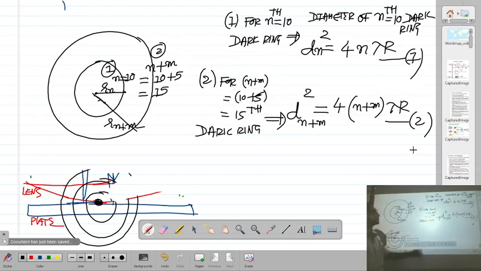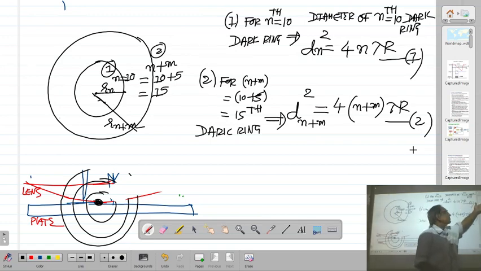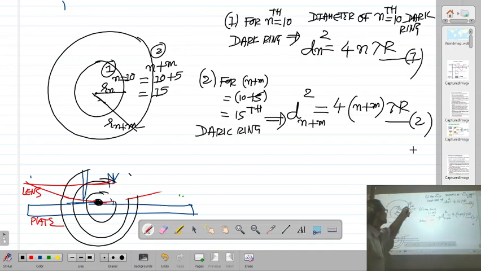So I have written the diameter of two dark rings. First, let us consider the dark ring of the 10th order: dn square is 4nλR, where n is the order of the dark ring, that is 10, lambda is the wavelength of light, R is the radius of curvature. Now let us consider the second dark ring of order n plus m. Now n is 10. If we take m equal to 5, then this second ring will be the 15th order dark ring. So the first ring is the 10th dark ring, and the second ring is 10 plus 5, the 15th order dark ring. Its radius will be r(n+m), so the diameter of the n plus m order dark ring will be 4 times n plus m, λR.